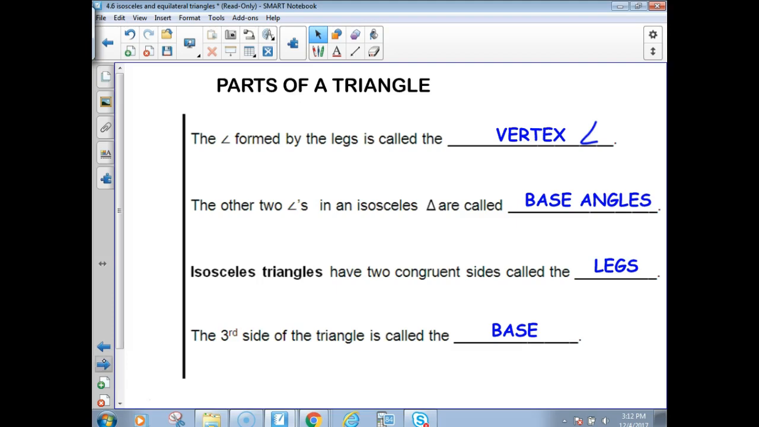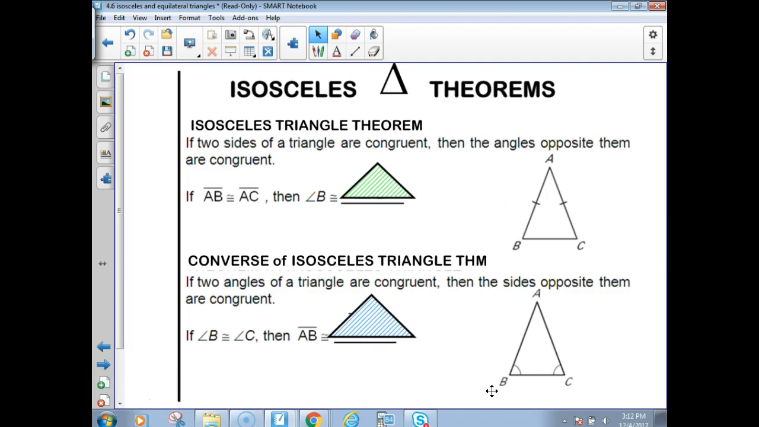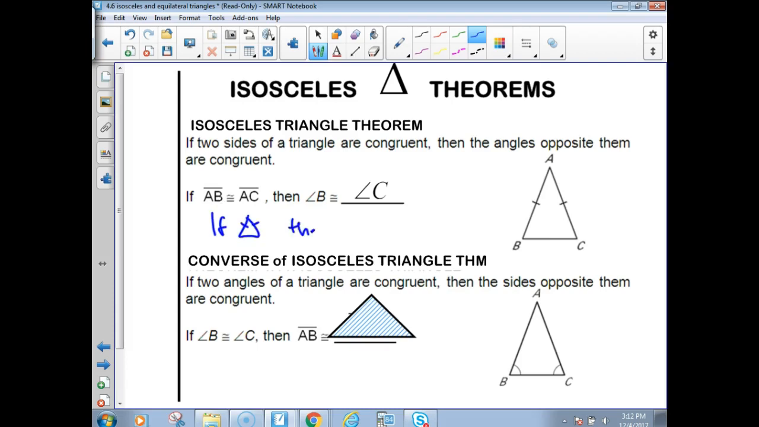Anybody need this? Okay, bingo. Isosceles triangle theorems. One of them says, if two sides of a triangle are congruent, then the angles opposite them are congruent. So in this diagram, angle B would be congruent to angle C. And that short version of this was, if sides, then angles.